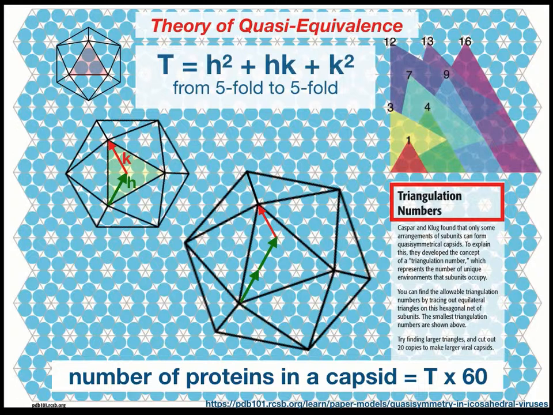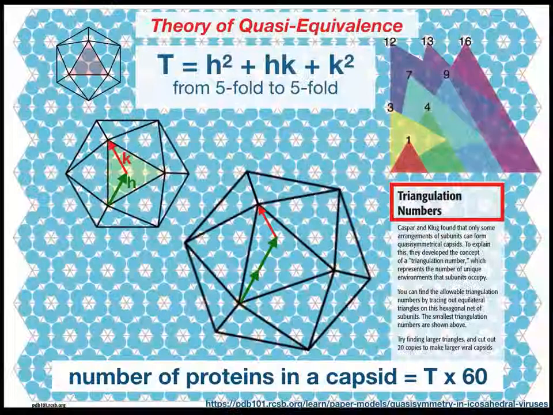So the T number multiplied by 3 would give you how many units you have on one side, and you multiply that by 12, you get how many you have in the whole capsid. So let's look at some examples to see it more clearly.